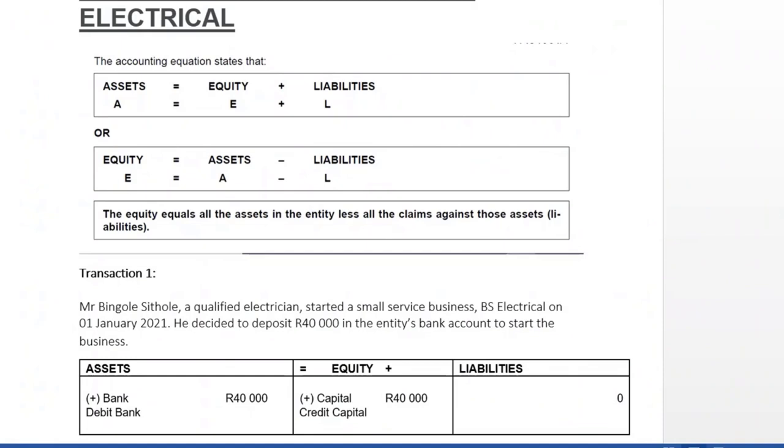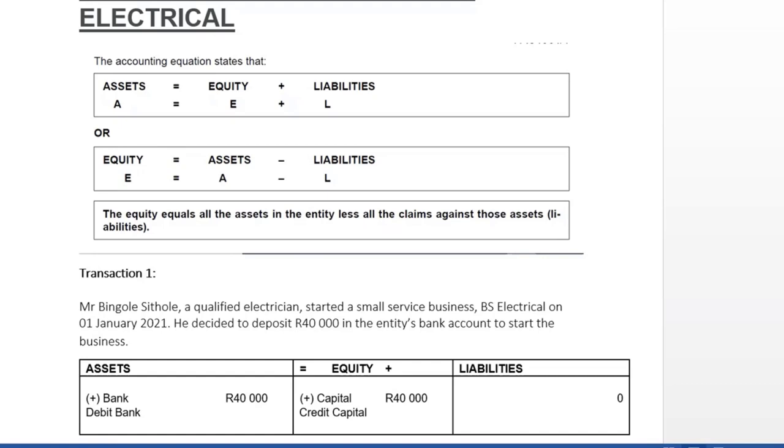So the accounting equation is saying assets equals equity plus liabilities, or you can say equity equals assets minus liabilities. In this one, I used assets equals equity plus liabilities. The one thing I want you to pick up is that they need to be equal. So asset plus 40 equals equity plus zero. Can you see that liability? There is nothing, so you need to add in that nothing, plus zero. When you do this equation, it must always equal: 40,000 equals 40,000.